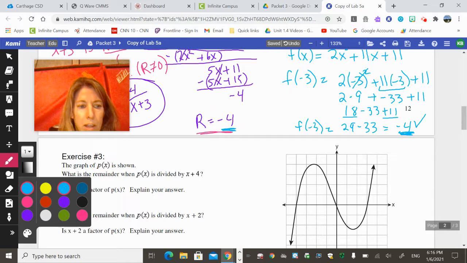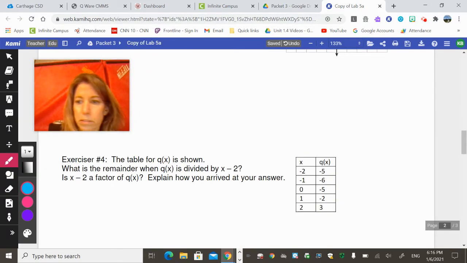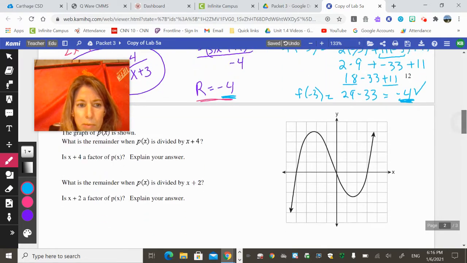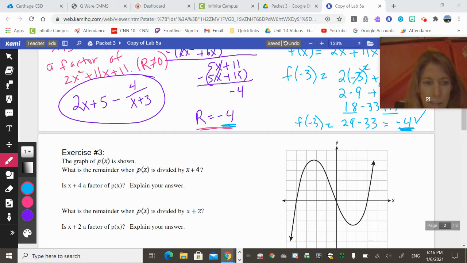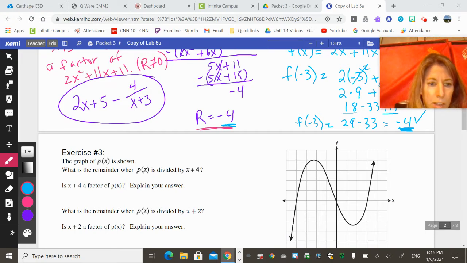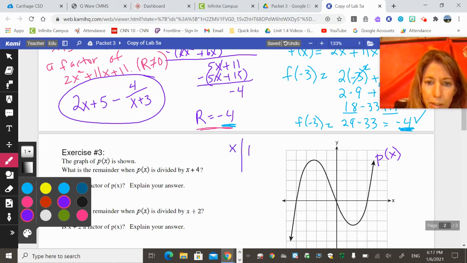Okay, so on the next page of notes, instead of giving us an equation for a function, they're giving us a graph of a function. This graph is p of x. This is another way to do it, because a graph just has an infinite number of points. So each point is an input and an output.